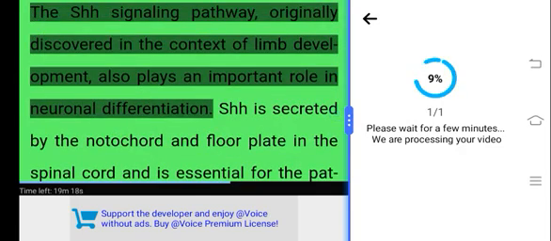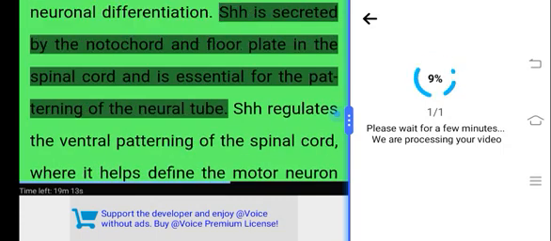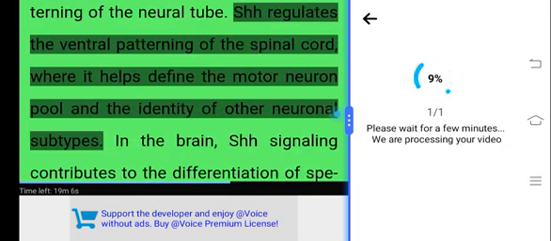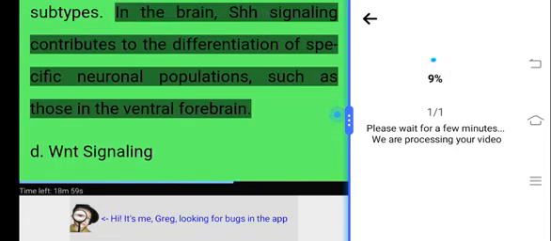The SHH signaling pathway, originally discovered in the context of limb development, also plays an important role in neuronal differentiation. SHH is secreted by the notochord and floor plate in the spinal cord and is essential for the patterning of the neural tube. SHH regulates the ventral patterning of the spinal cord, where it helps define the motor neuron pool and the identity of other neuronal subtypes. In the brain, SHH signaling contributes to the differentiation of specific neuronal populations, such as those in the ventral forebrain.